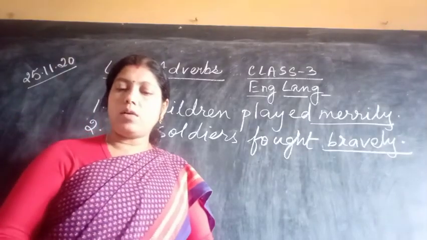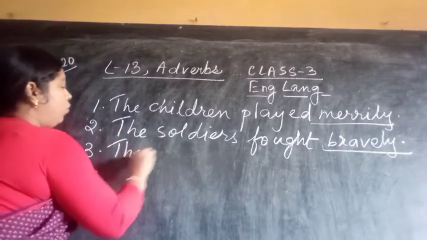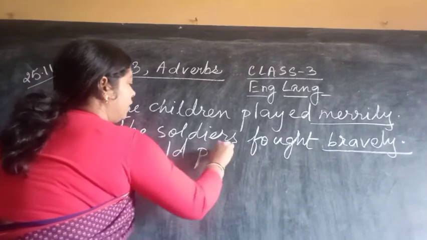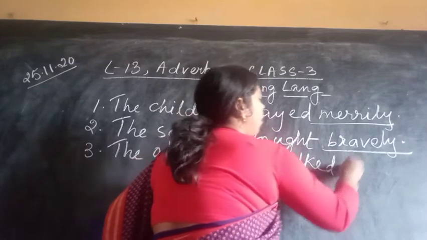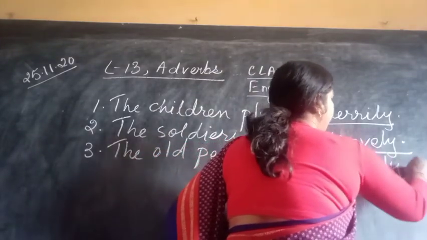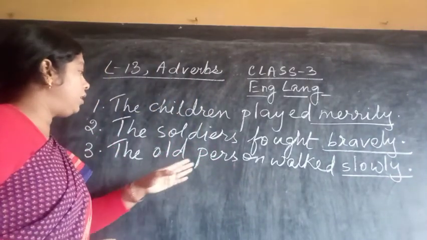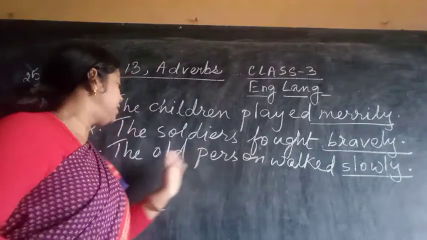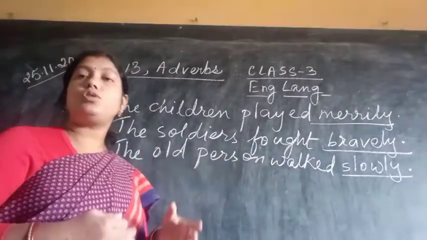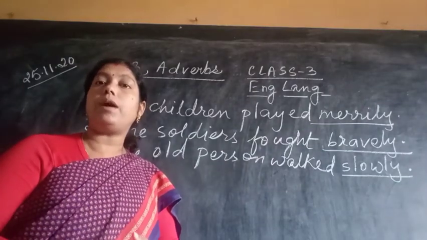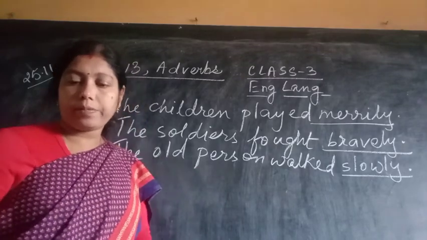The old person walked slowly. How the old person walked? The old person walked slowly. See here, the verb in this third sentence is walked. How the old person walked? So slowly. It tells us more about the verb walked.